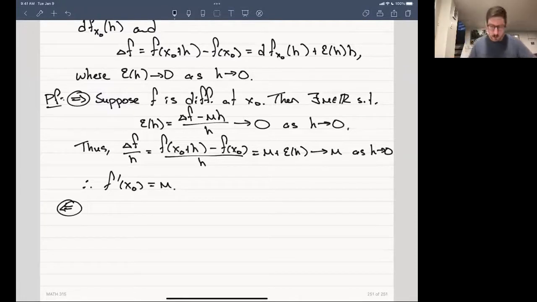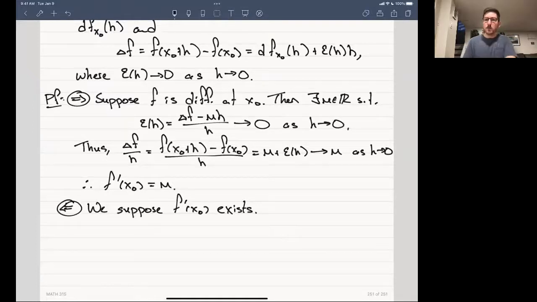Let's assume, so we suppose f prime of x0 exists, and we know that this is coded language for saying that that limit actually exists. Let's say m equals f prime of x0. Remember, for the definition of differentiable, we need to identify what that value of m is so that we have our linear function.